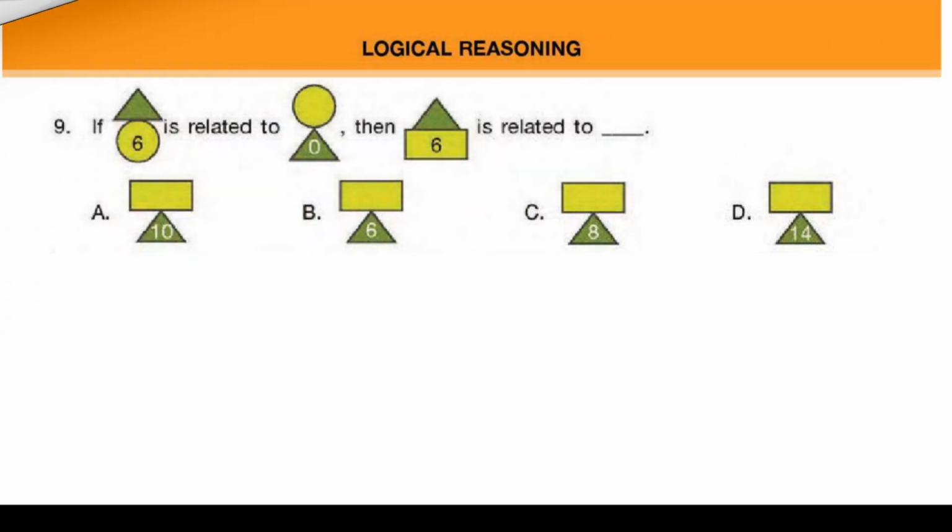Next question is we have this triangle sitting on a circle with the number 6, which is related to a circle sitting on a triangle with the number 0. If this is a relation, then this triangle sitting on a rectangle with 6 is related to what? The options are given here. Try to think and get the right answer.